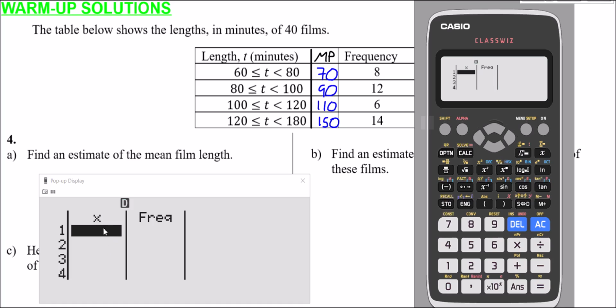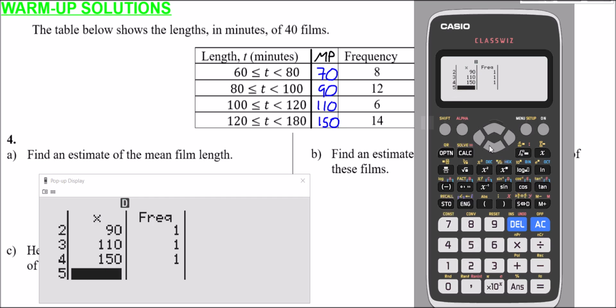Now for the X's, we type in the midpoints. For the frequencies, self-explanatory, we just type in the frequencies. So for the first X it is 70, next midpoint is 90, next midpoint was 110, and the final midpoint is 150.